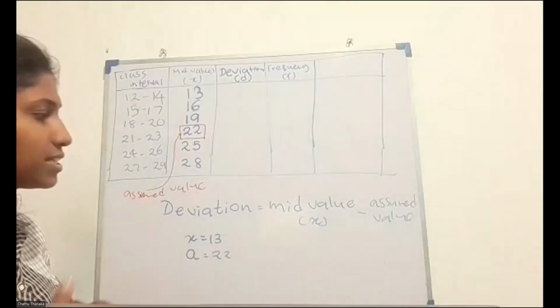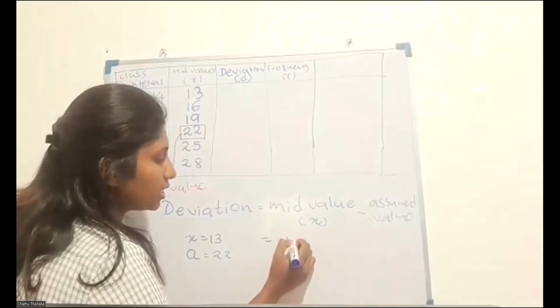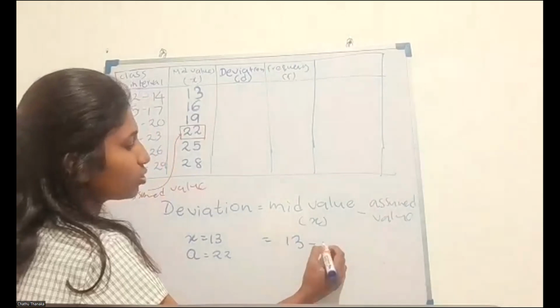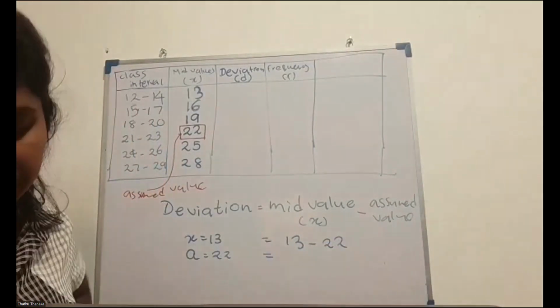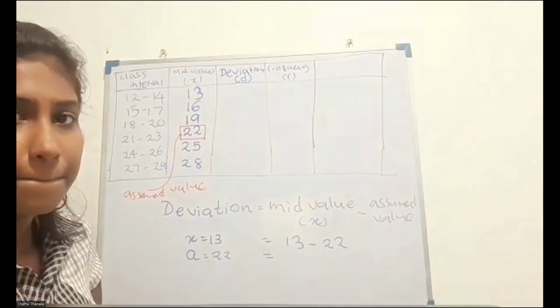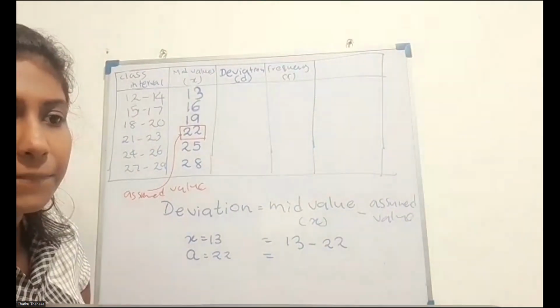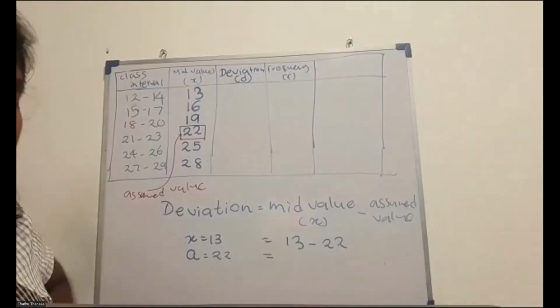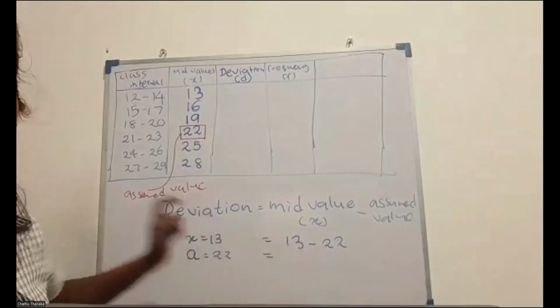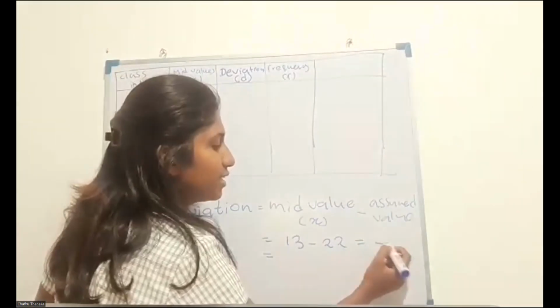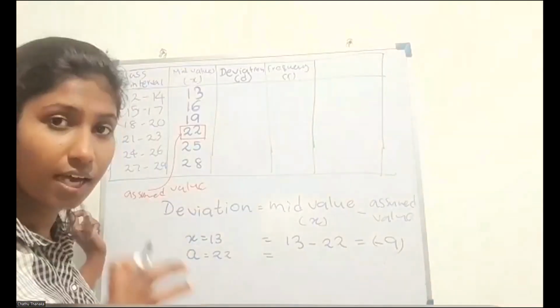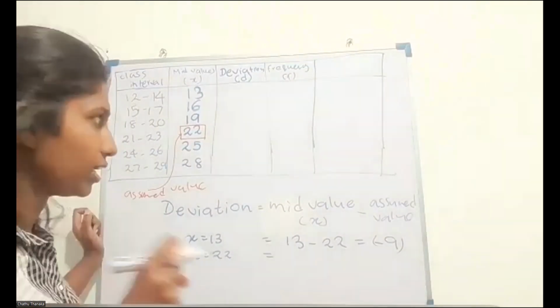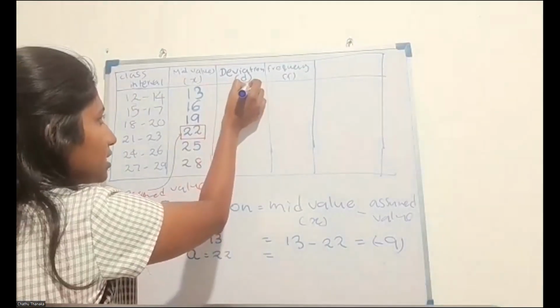So here x value is 13. Now let's see. 13 minus assumed value, which is 22. Then 13 minus 22. What is the answer? Negative 9. So here we have to consider the negative, the sign also of that number. So the answer for the first one is negative 9.